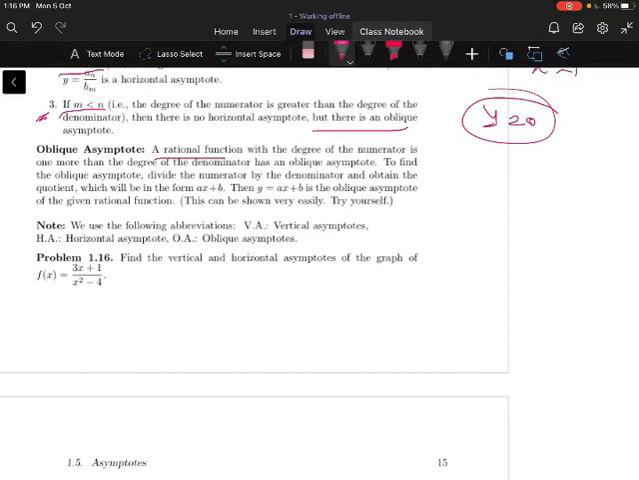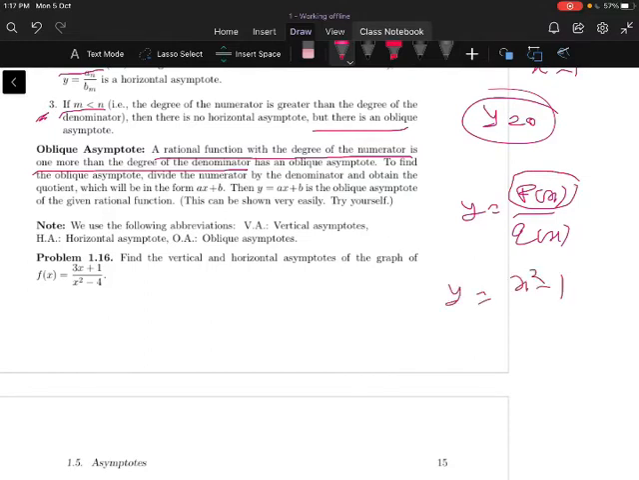A rational function with the degree of the numerator 1 more than the degree of the denominator. It means y is equal to p of x by q of x, so this is a rational function, where the degree of the numerator is 1 greater than the degree of the denominator. For example, y is equal to x square minus 1 by x minus 1. In this case one can see the oblique asymptote. Here degree is 2, here degree is 1, so 1 more than the degree of the denominator. So like this one can get the oblique asymptotes in this case.